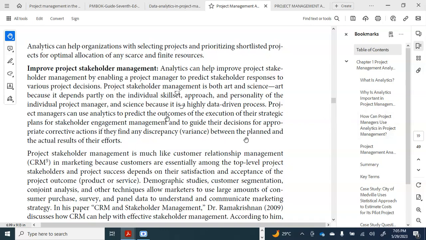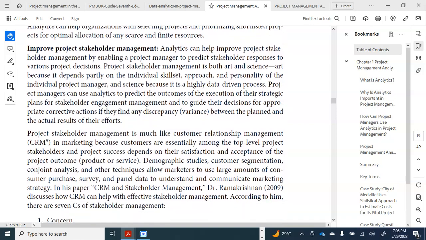So a project manager can use analytics to predict the outcome of execution of their strategic plans for stakeholder engagement and management, and to guide their decision for appropriate corrective actions if they find any discrepancy, or variance. Variance is the difference between the plan and the actual results of their efforts. So whenever you hear the word variance, it has to do with minus, that's the difference. Take note of that.